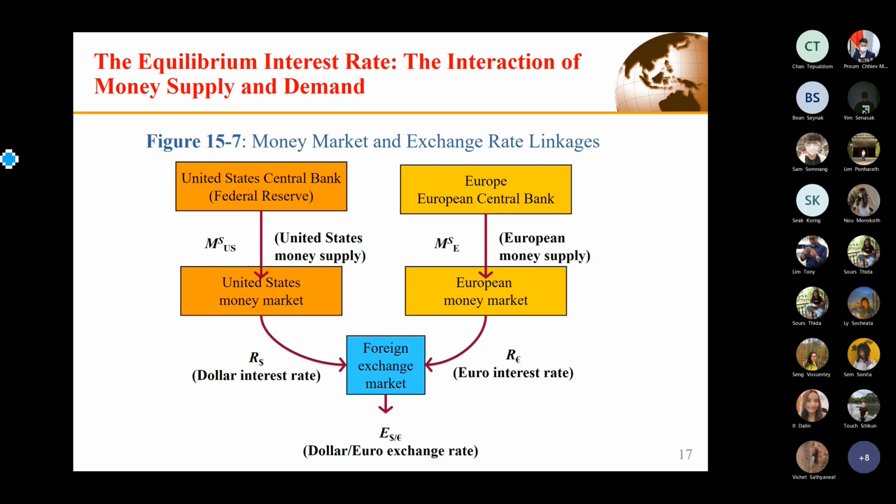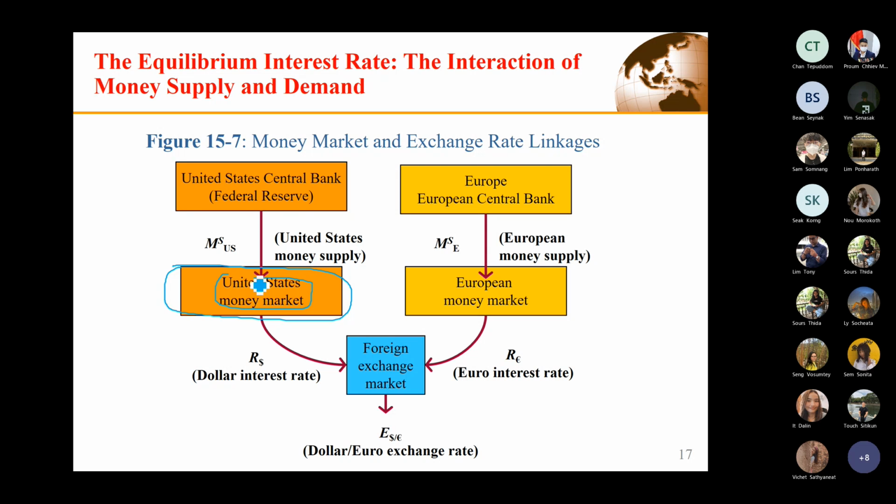Here you can see that we have a money market, right? And as we learned in the money market, we have money demand and money supply. This is the money market for the United States. In other words, we have the demand for US dollars, because the US dollar is the money for the US economy, and we have the supply. So we know the quantity of US dollars that is put into the US economy, and there is also the demand for the US dollar in the US economy.